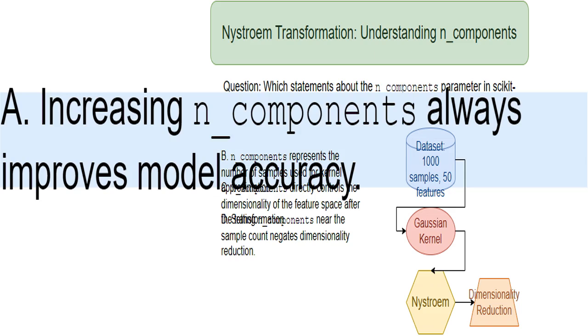I see that you are considering whether a larger N_components value always leads to better model accuracy. Not necessarily. While it often improves the kernel approximation, it can also cause overfitting, hurting the model's performance on unseen data. Think of it like this: adding more details doesn't always make a drawing better.